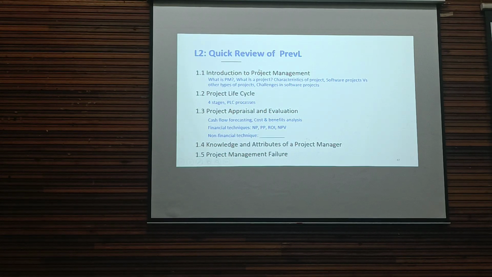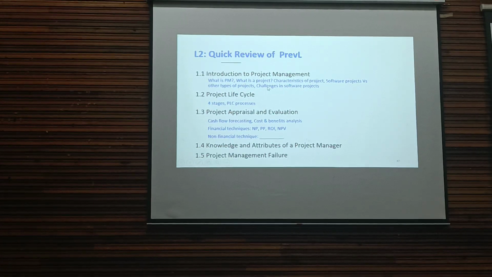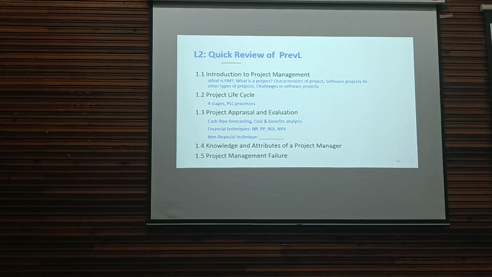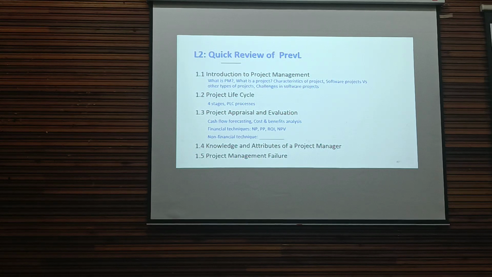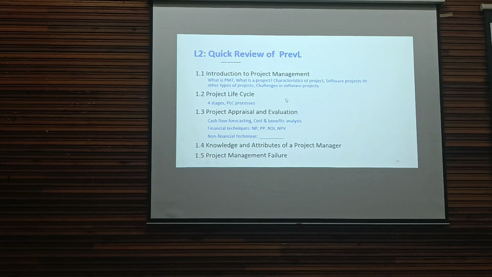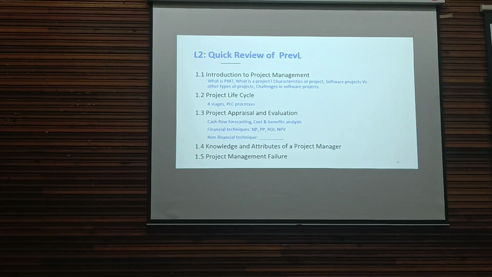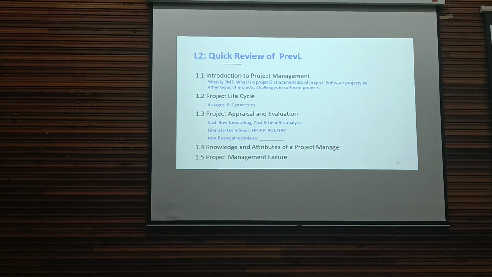So what's a project? Characteristics of a project: projects are non-routine activities. Then software projects versus other types of projects. There are 4 differences mentioned in the table. Then changes in software projects: what are the changes faced by project managers, by developers, and by the client? Then the project life cycle, 4 stages. Project life cycle processes are the major activities in the 4 stages. Every project that you handle will go through the 4 stages.